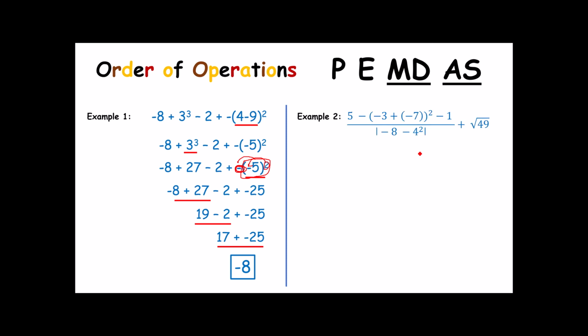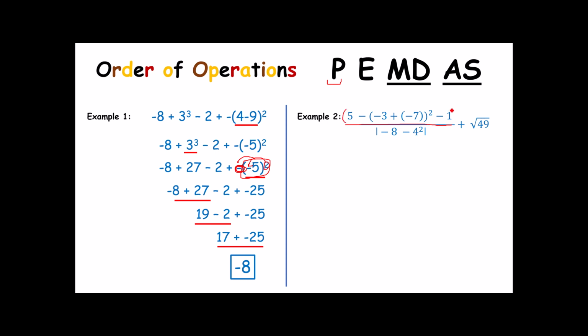This one is a little more complex. Notice that I've thrown in a square root for you. I've also thrown in this long division bar. A long division bar acts as a grouping symbol. So we're actually going to treat this like a parentheses or P.